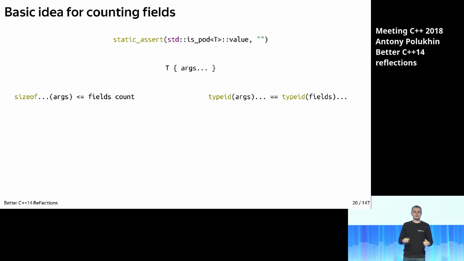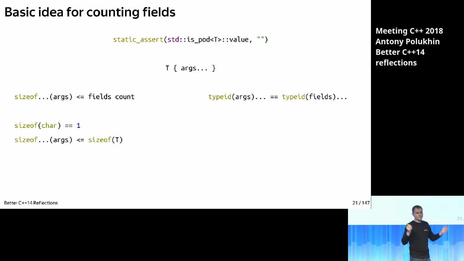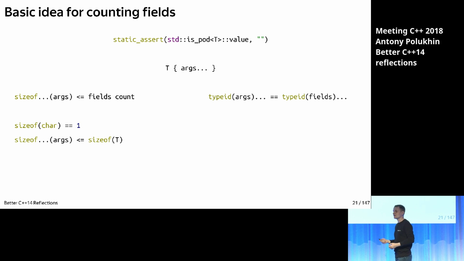How many arguments do we need to start with? Well, if a user-provided structure contains only chars, bytes, unsigned chars, signed chars, or some other data types that have the size of 1, well, in that case, the size of the structure will be equal to the fields count in that structure.